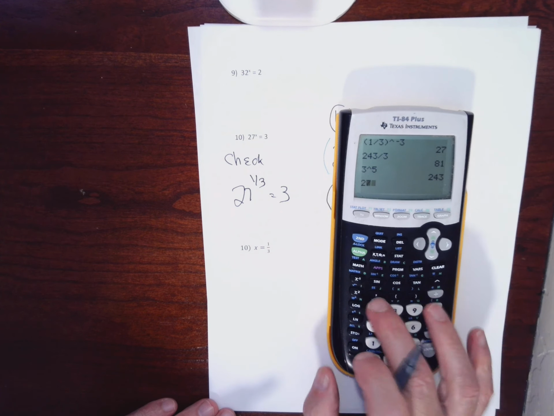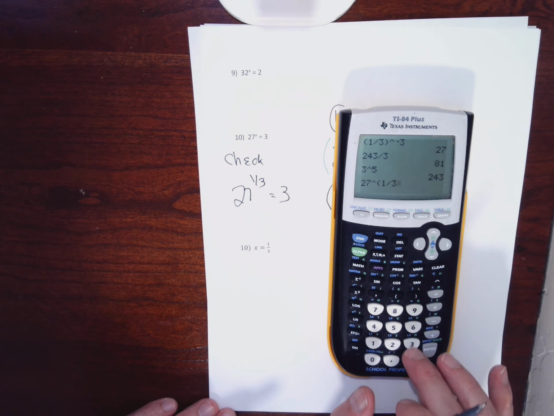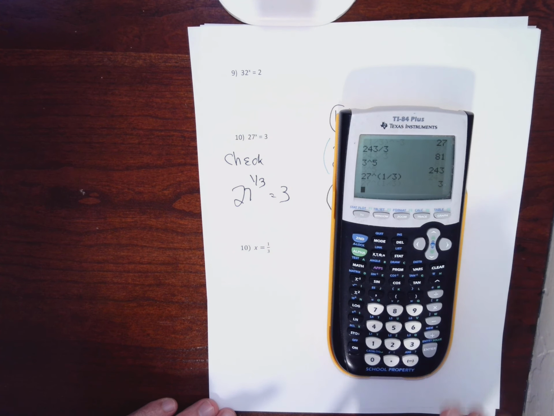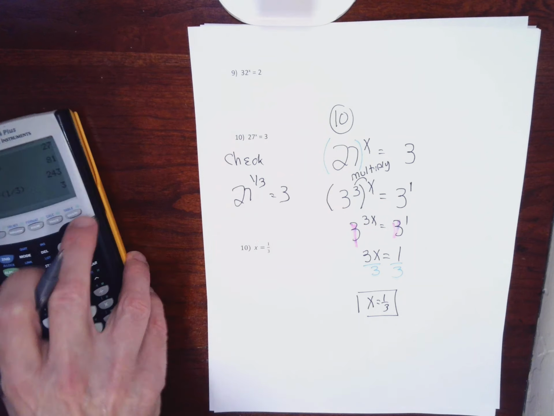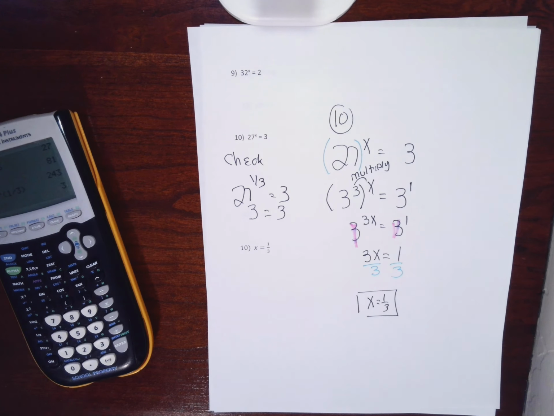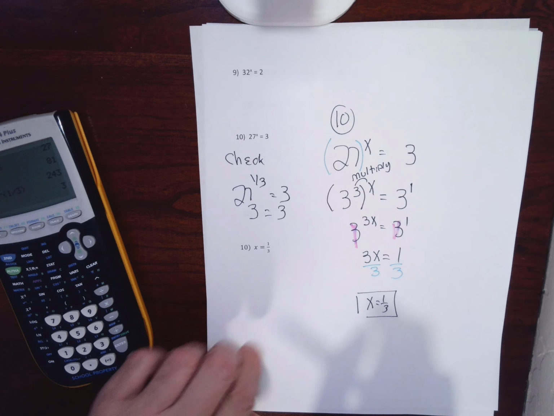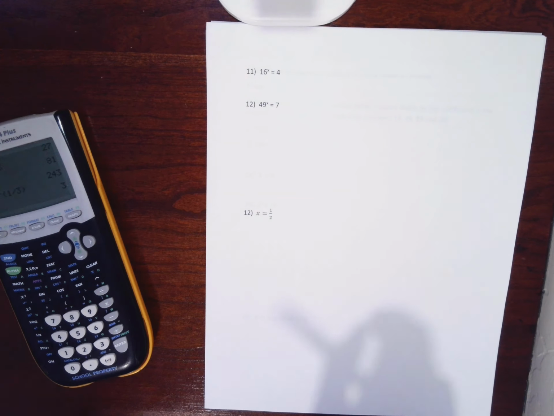So 27 exponent, I need a parentheses because my calculator doesn't raise the exponent for me. And I did perfectly here. I get 3 equal to 3. Checking is completely optional. I have the answers already typed up so I don't make a mistake on the video and have to record it again. But it's never a bad idea to check.